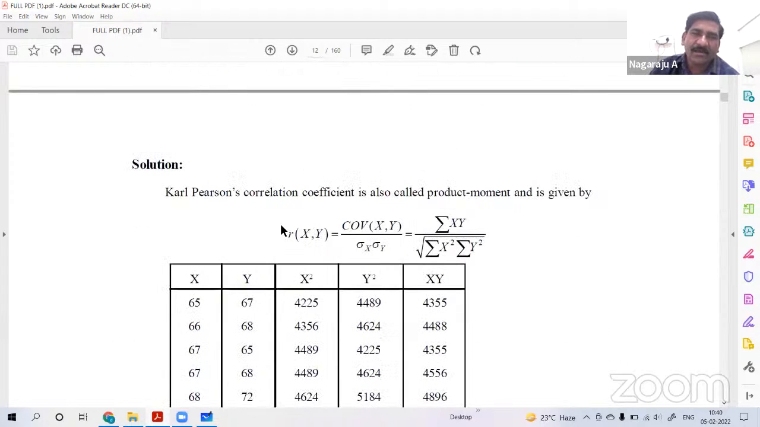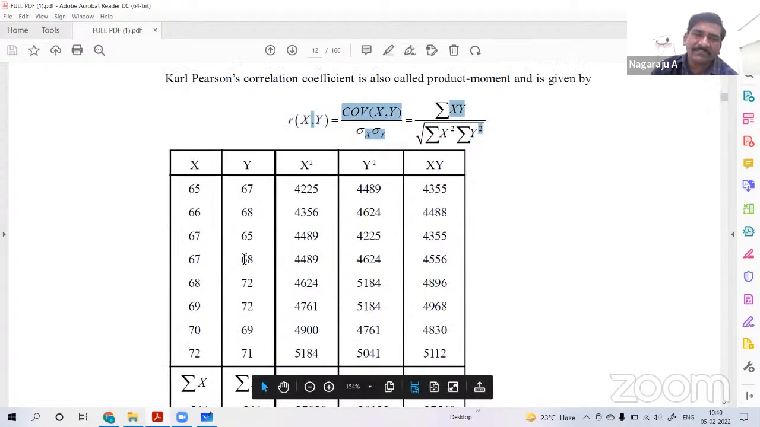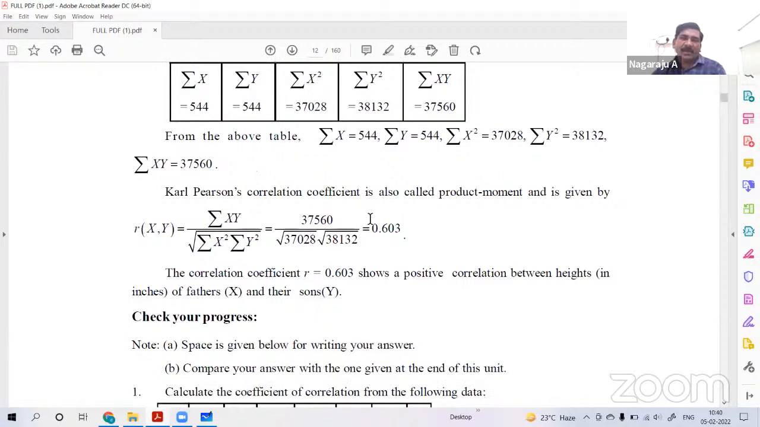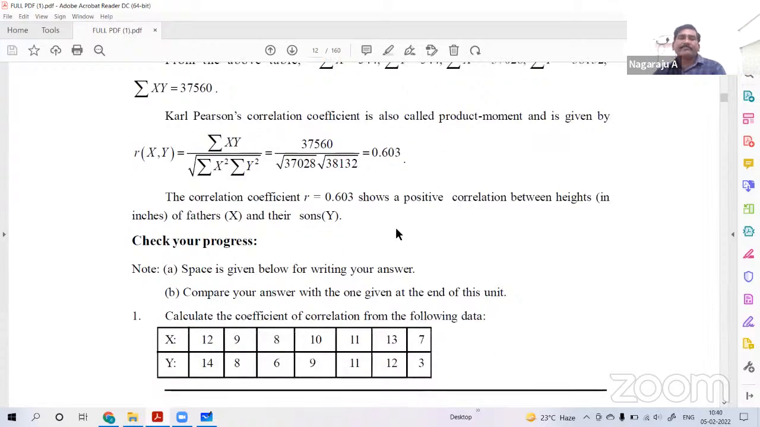Once again, listen here. You should write the formula for R. Then take the X data in the first column, the Y data in the second, and the X square values, Y square values, and XY products, which you can calculate by calculator. Then I can calculate the totals and substitute in the formula R of X comma Y equals summation XY by root of summation X square into summation Y square. So I substitute, and I get the answer 0.63.